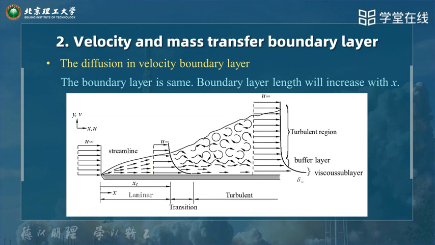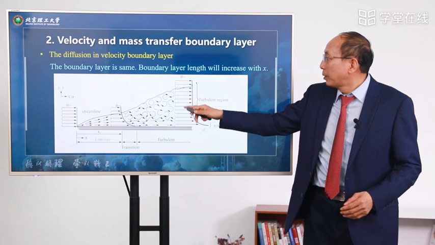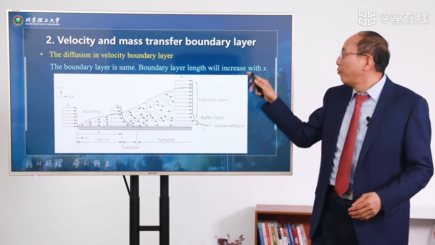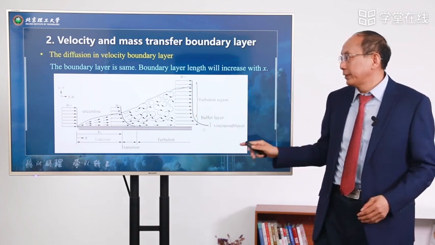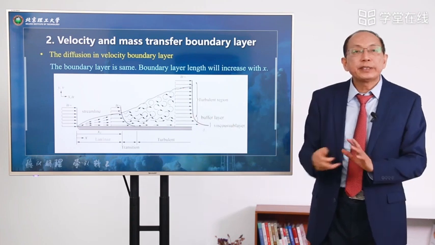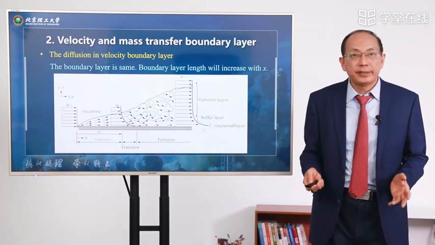Okay, we can do some comparison between the velocity and mass transfer boundary layers. For diffusion in the velocity boundary layer, we can draw the picture like this, similar to the convection velocity boundary layer. Here, the boundary layer thickness will increase with x. So you can find it is very similar to the velocity boundary layer.